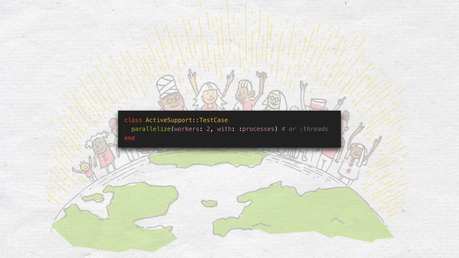And also, now we have parallelized workers. So you don't need parallel tests anymore on a Rails 6 application. Now you can set up the parallelize, set the number of workers, and then select how you want it to be handled, either through processes or threads.